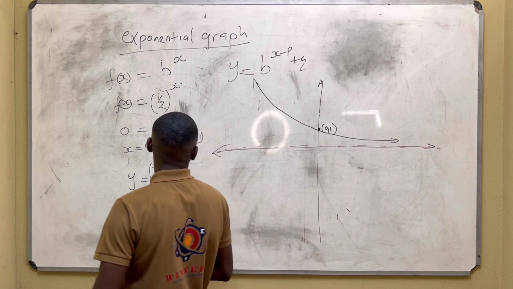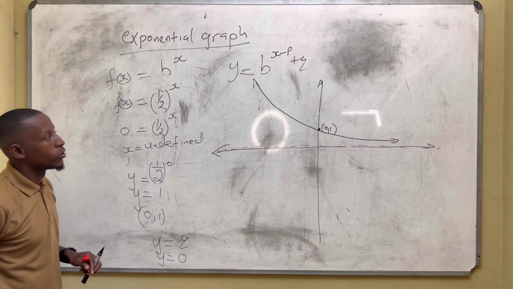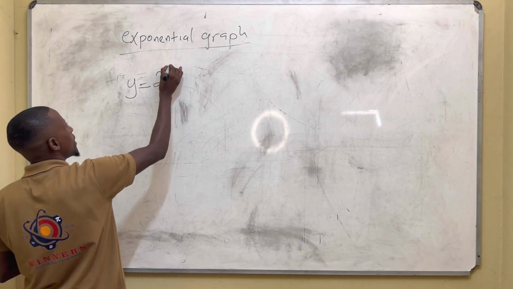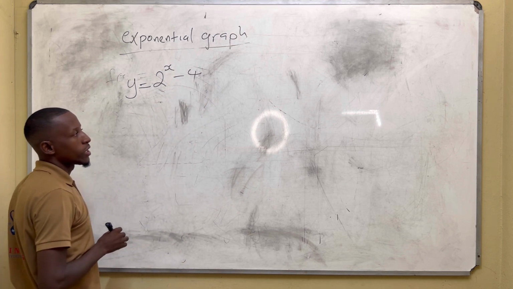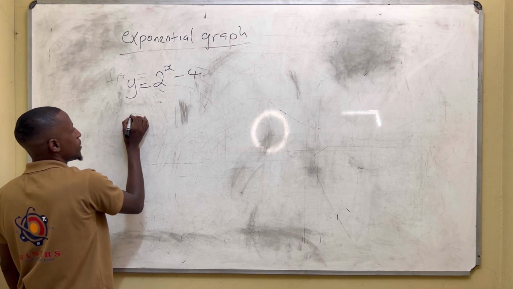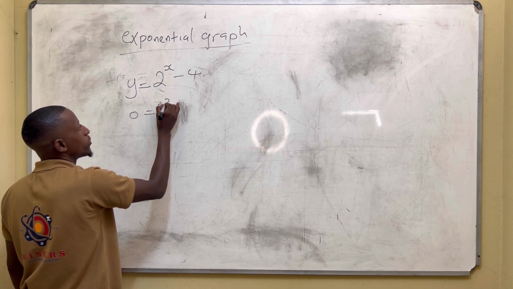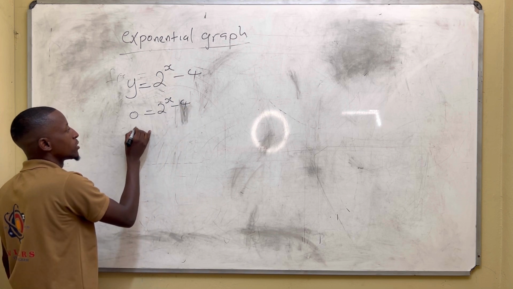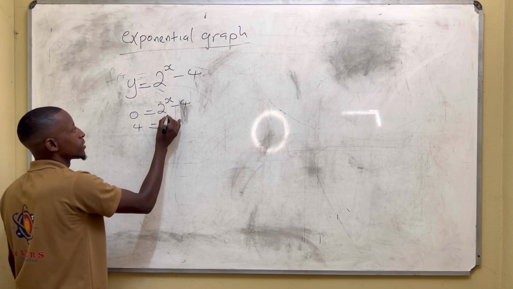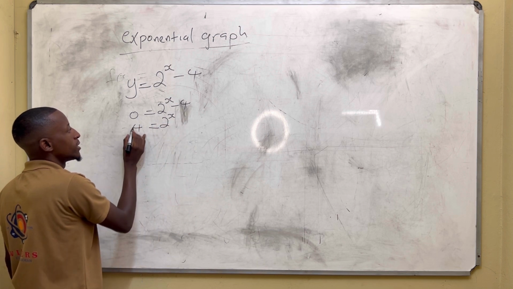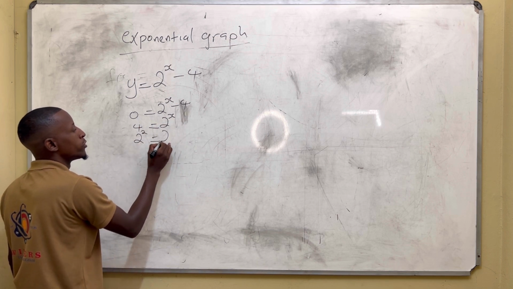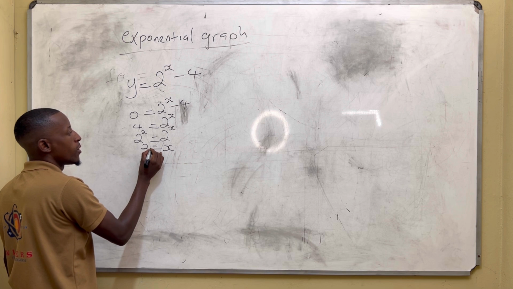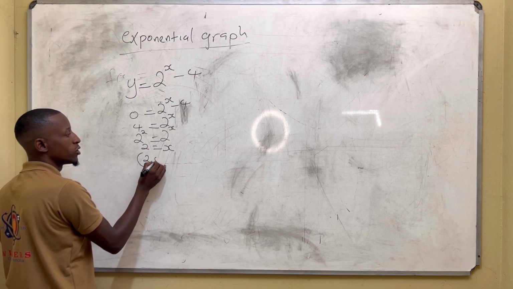Now I want us to sketch a graph that has a value of q, having 2^x minus 4. We want to sketch this graph. Look for the x-intercept. You let y become 0. 2^x minus 4 equals 0. Then you transpose, so 4 equals 2^x. This is the same as 2^2 equals 2^x. The bases are the same, so you drop the base. Then our x will be 2. In coordinate form, it's going to be (2, 0).